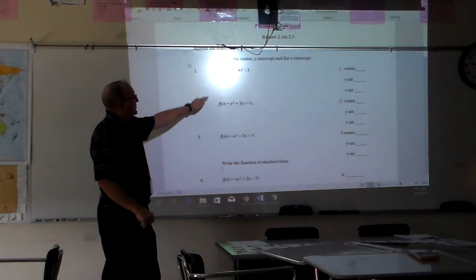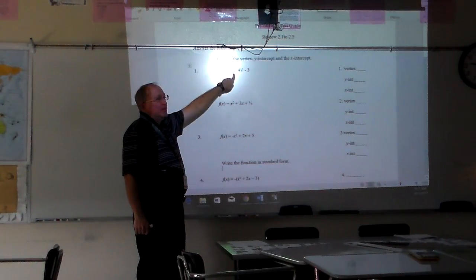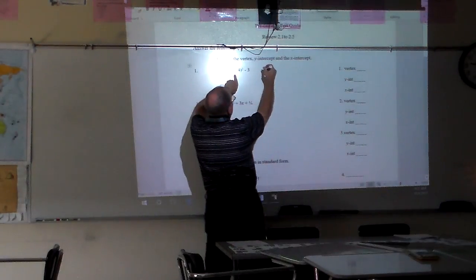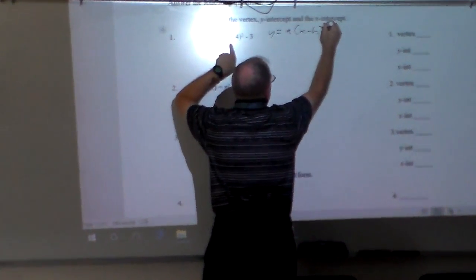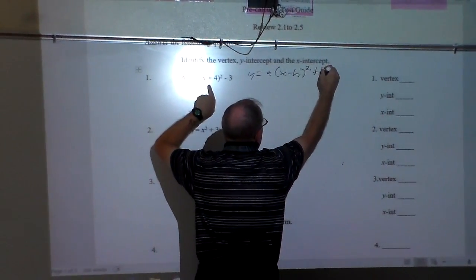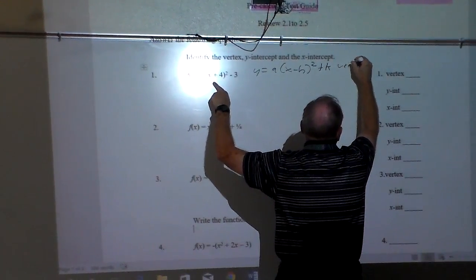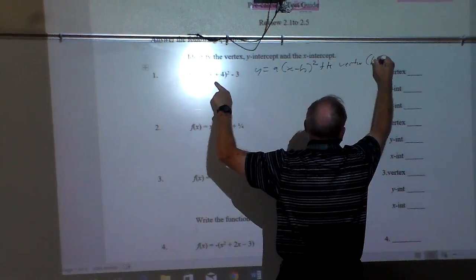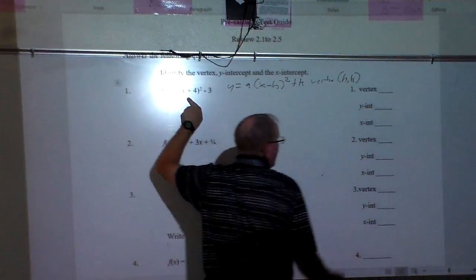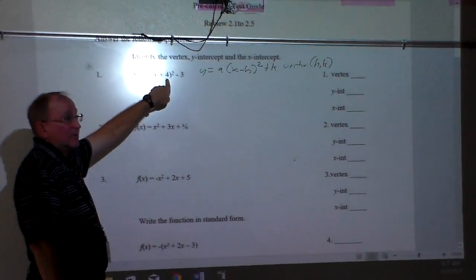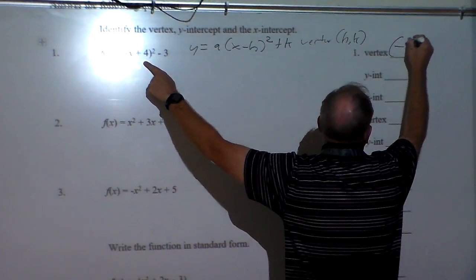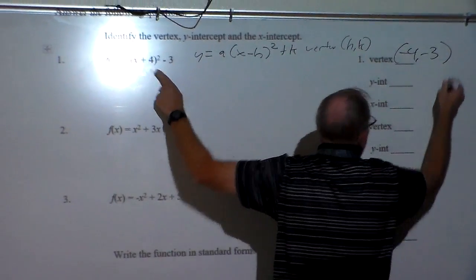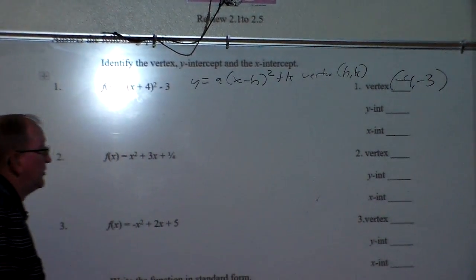Here's what we're going to do. This form right here, I'm going to write it y equals a times (x minus h) squared plus k. Already your vertex is right here, (h, k). And remember, h is inside, so what's the vertex? Not positive 4, negative 4. And this one's negative 3. So that's the actual vertex for this one.